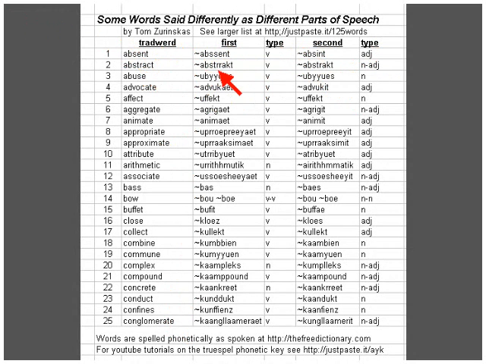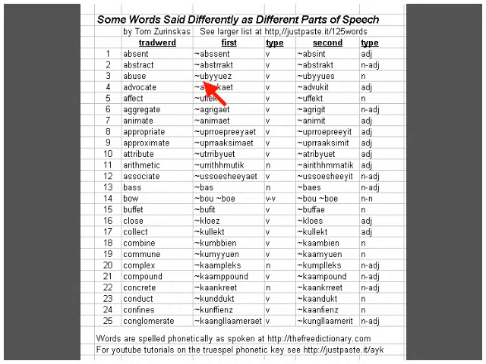Abstract. Verb form is abstract. See the double R shows that stress is on the second syllable again. Seems like the verb form tends to stress the second syllable. And this is abstract as a noun or adjective.